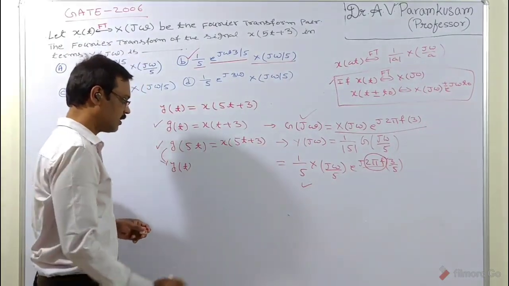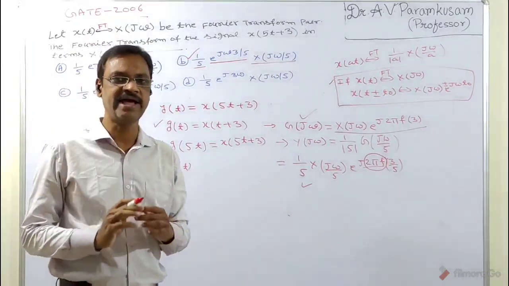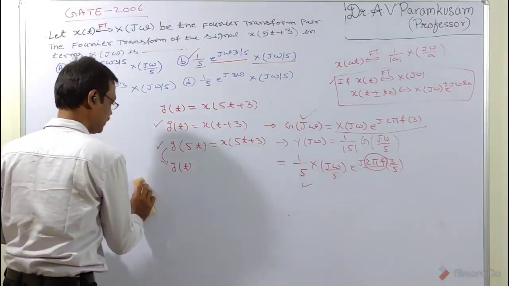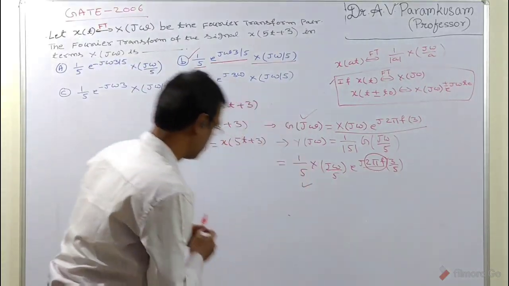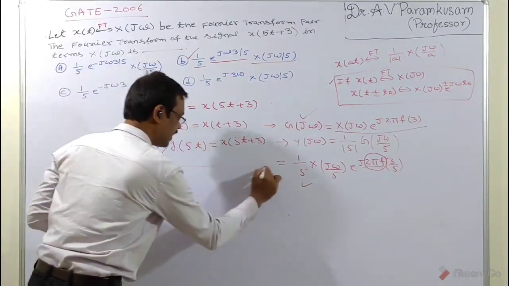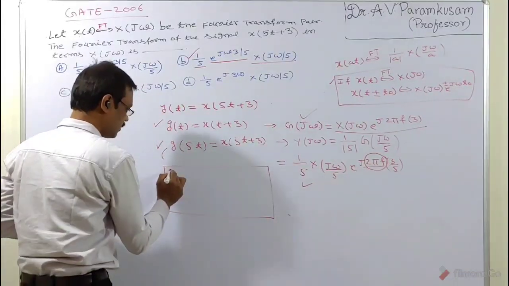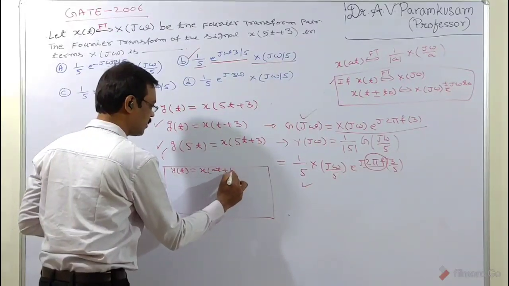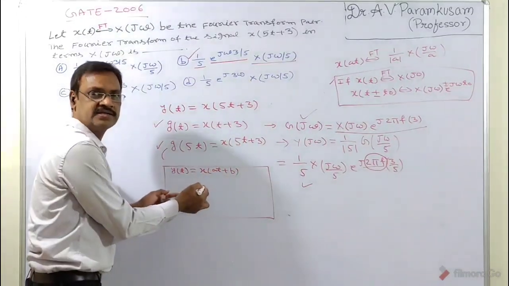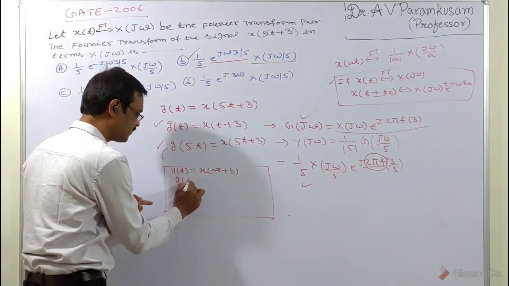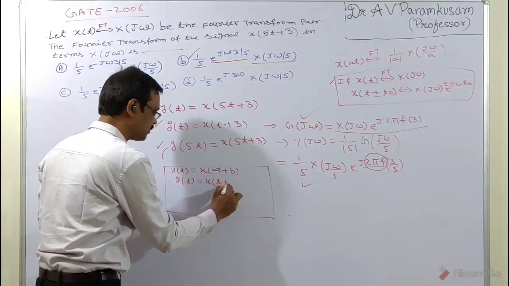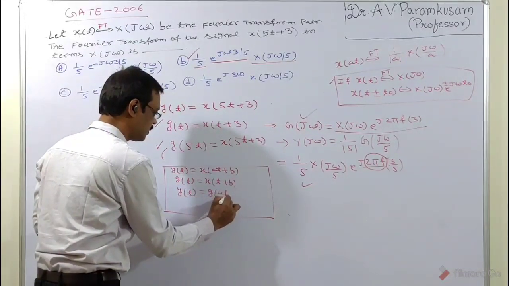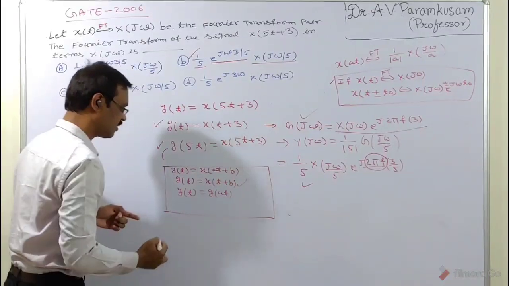And of course, I will explain the direct expression for the Fourier transform of x of at plus b. So you can directly apply that formula. Suppose y of t is equal to x of at plus b. In order to find this, first we have to find g of t equal to x of t plus b. Then y of t is equal to g of at.